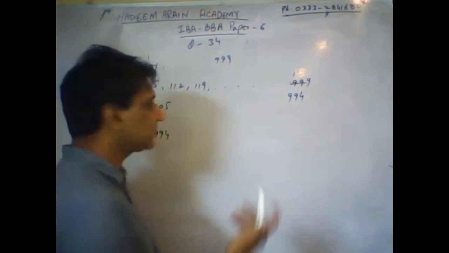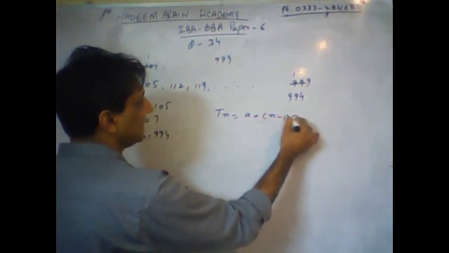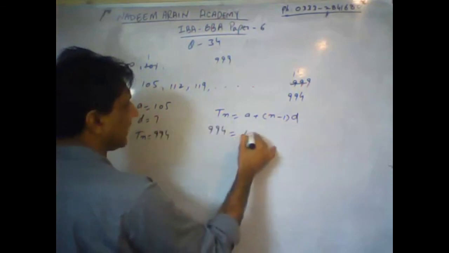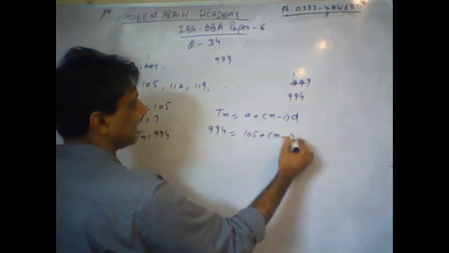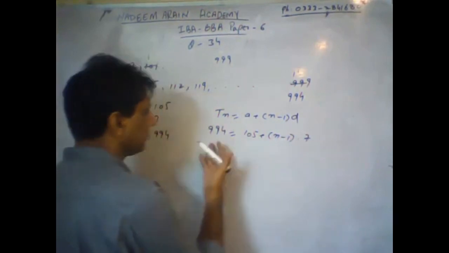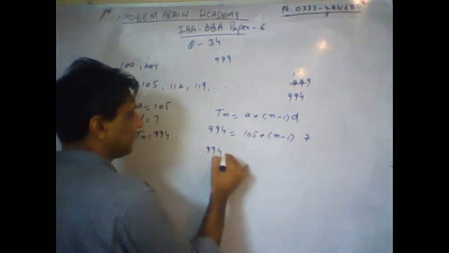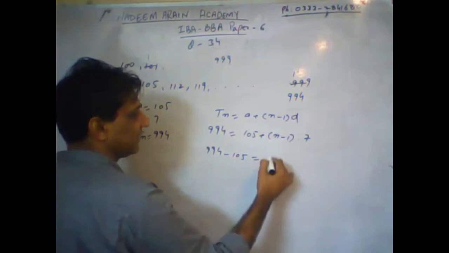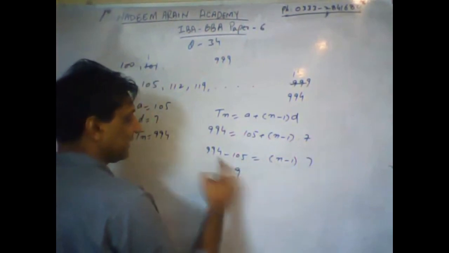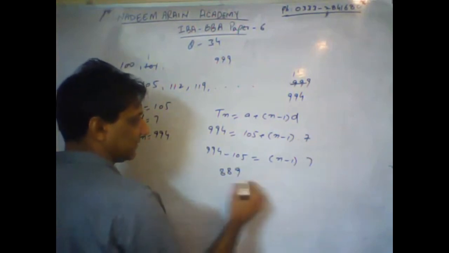For an arithmetic progression, we know the formula Tn is equal to A plus n minus 1 d. So Tn is 994, A is 105, n we need to find out, d is 7. So just find out, this is clockwork. 105 will be subtracted from 994. 994 minus 105 is equal to n minus 1 into 7. So 14 minus 5, 9, 8, 9, 1, 8, and is equal to 7.